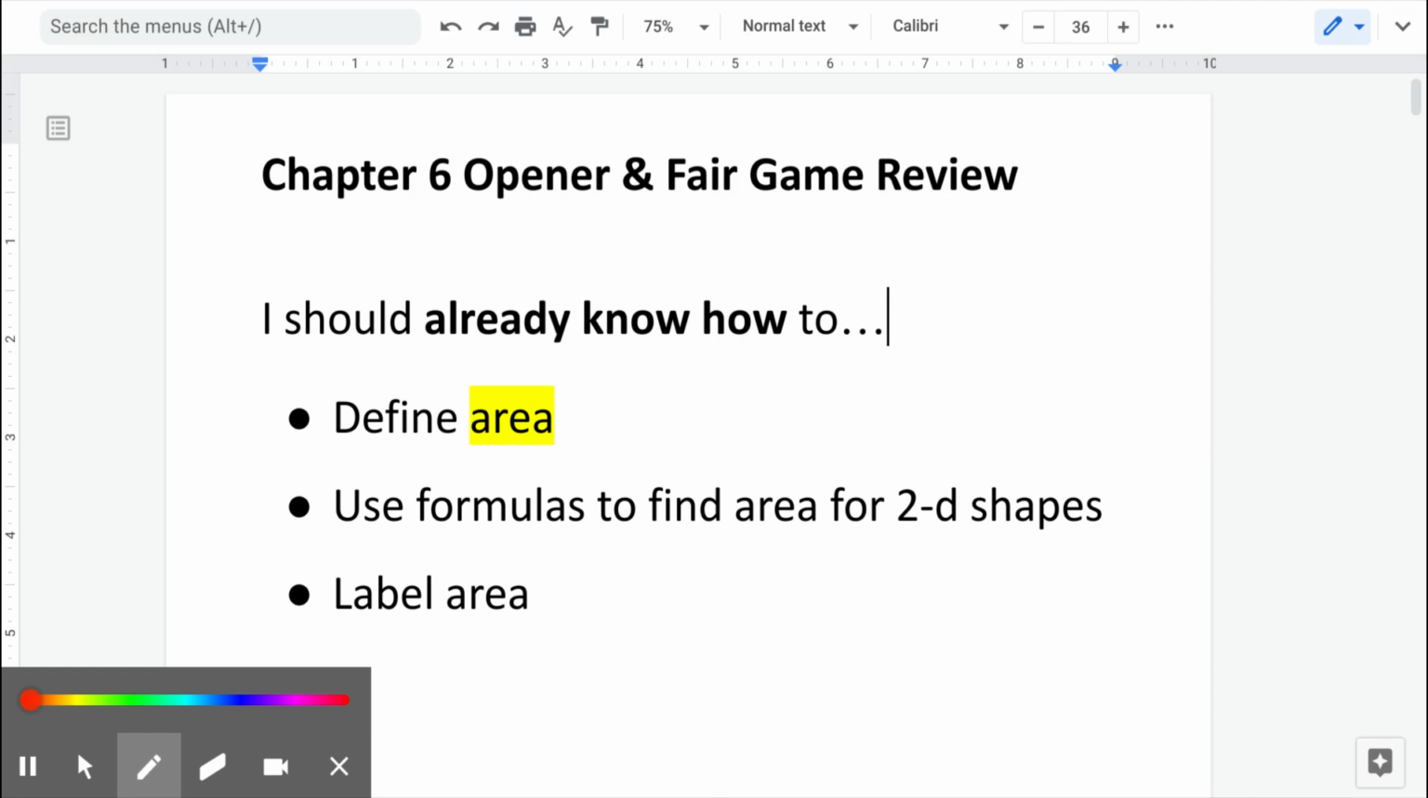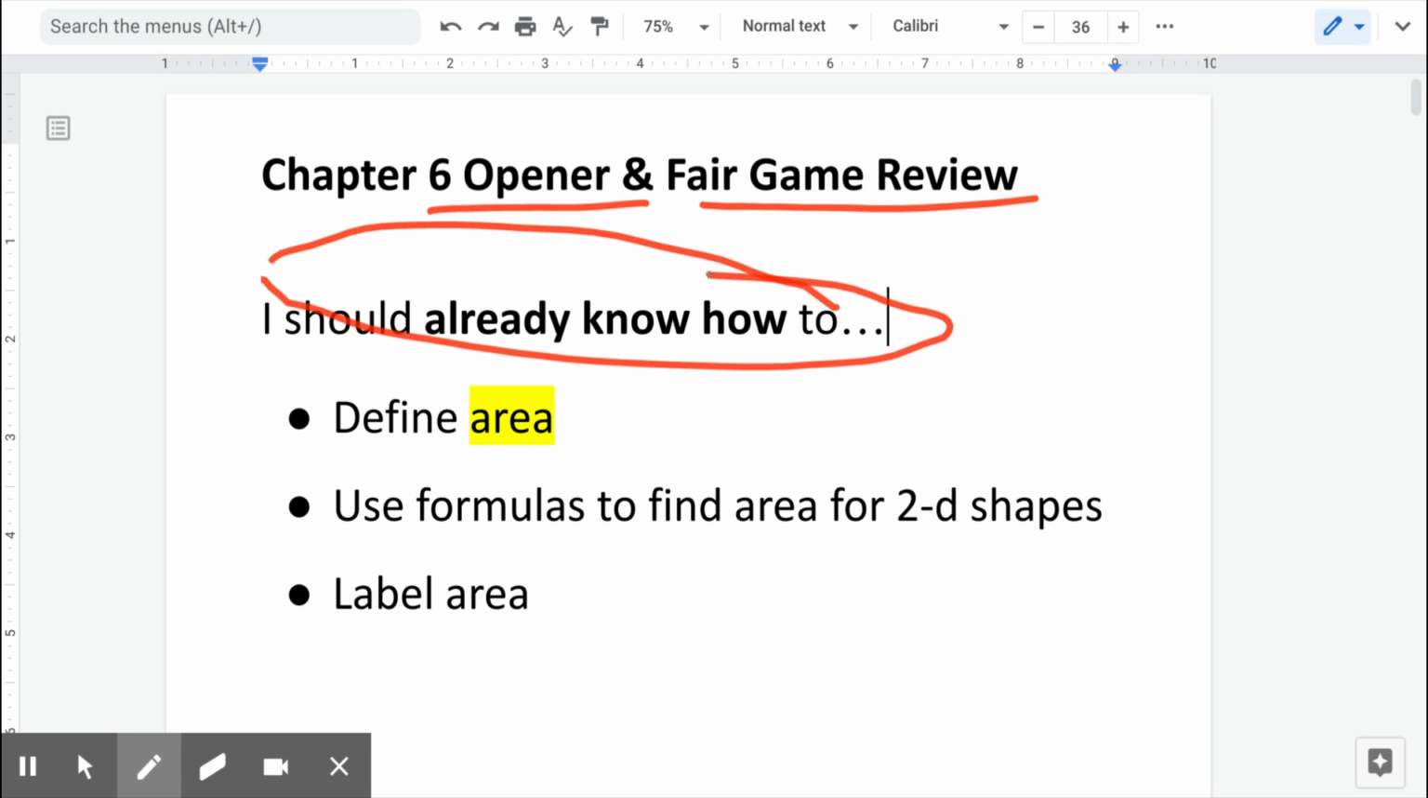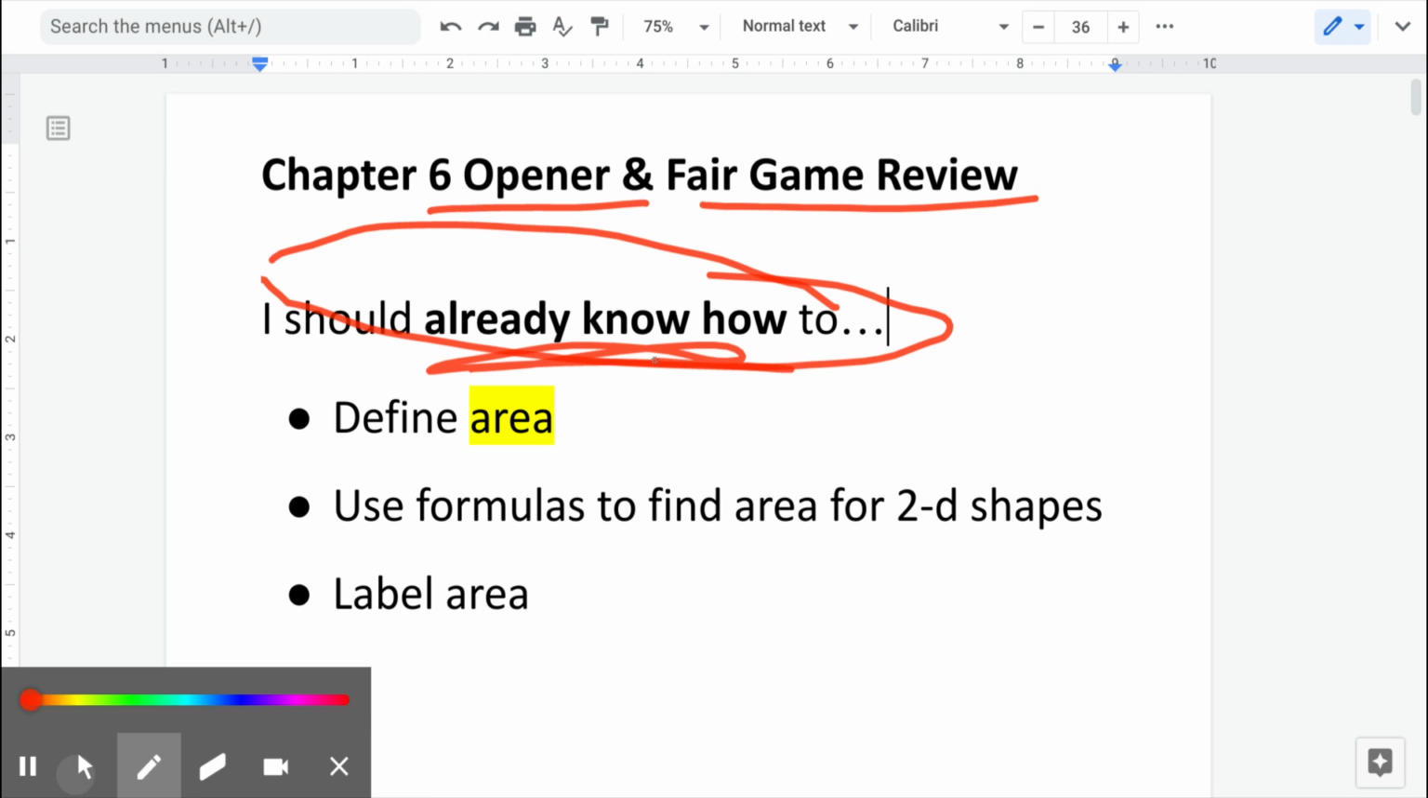Today we are starting our Chapter 6 opener and fair game review. By the start of today, you should already know how to define area, use formulas to find area of 2D shapes, and label area. These are things you should already know, but we will spend one day today reviewing this skill.